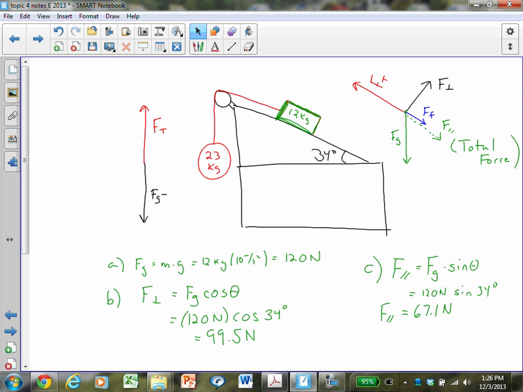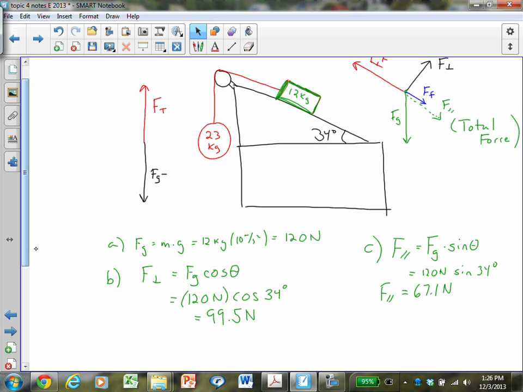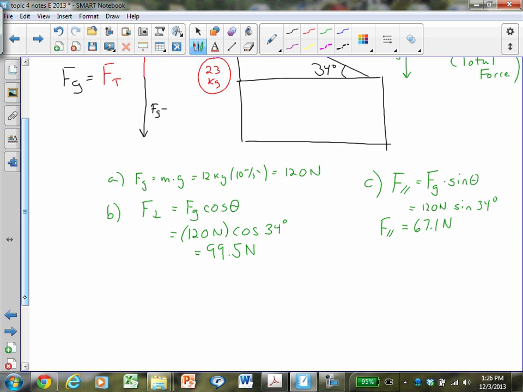What is the tension in the cable connecting the two masses? Well, we can look at this diagram right here, and from this we know that Fg equals Ft. So Ft must be Fg, and Fg is mg, which is 23 kilograms times 10 meters per second squared, or 230 newtons.